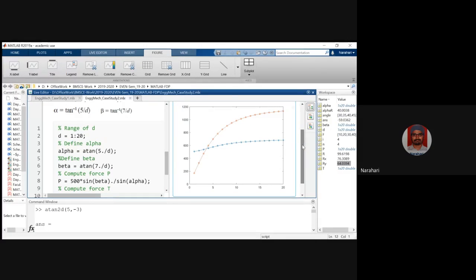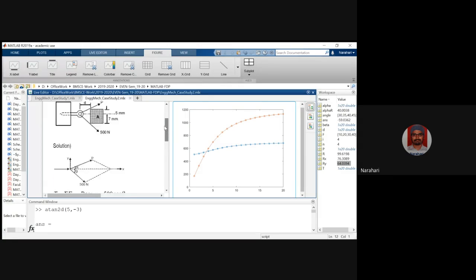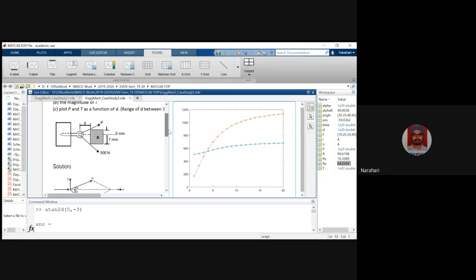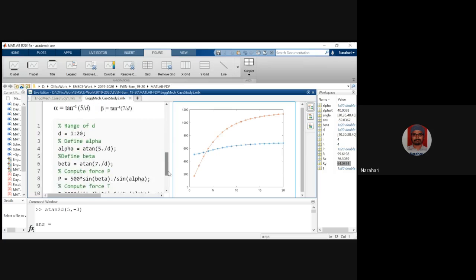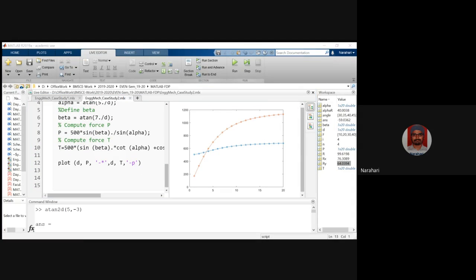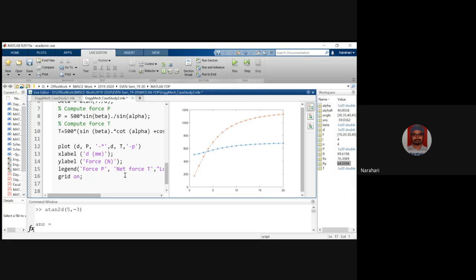So this is the graph that we wanted to plot between D and T and P. But this graph is hardly understandable, isn't it? We just see some red line and a blue line with some marks. So we will have to do some conditioning or formatting of this graph. I'll paste some of those things so you can observe it here. Very simple.